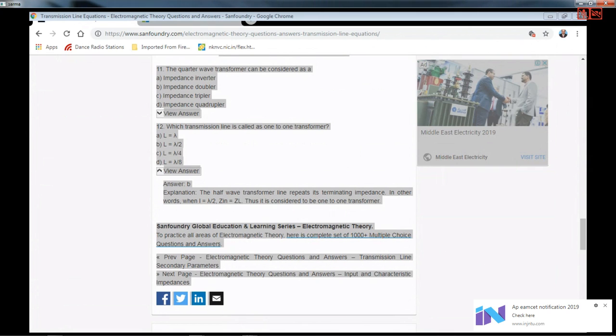V0 minus is at the load location, whatever is the reflected voltage wave amplitude, and V0 plus is at the load location, whatever is the voltage wave amplitude we are going to take, and phase also. V0 is an AC quantity, whether minus or plus. So we take both amplitude and phase part of these voltages, and this is also given as ZL minus Z naught by ZL plus Z naught.